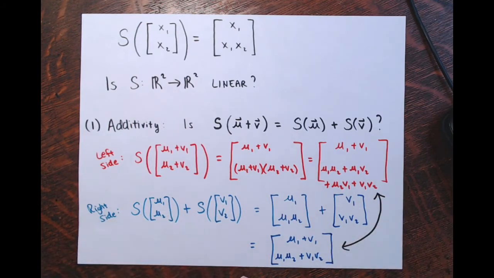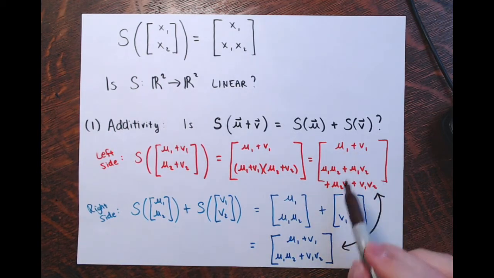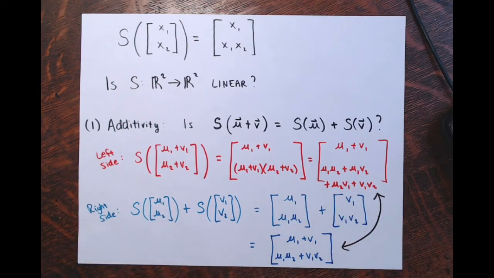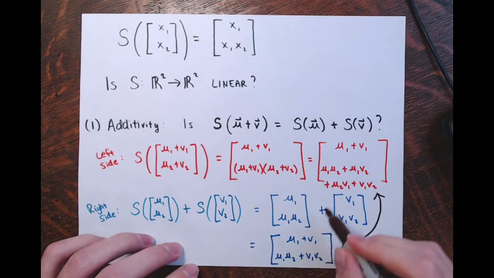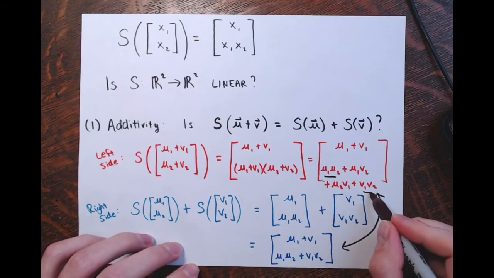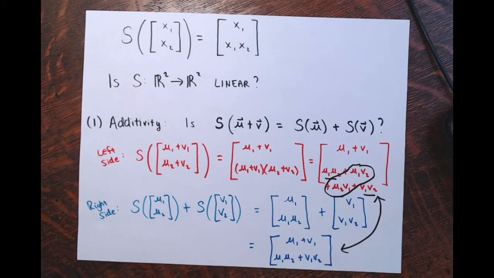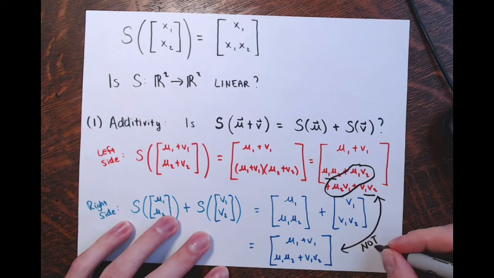These are not the same. The first components are the same, sure, both U1 plus V1, but the second components are not necessarily equal. Yeah, they got the U1 times U2, they got the V1 times V2, but what about these terms? U1 V2 and U2 V1. These are not necessarily going to be equal all the time.